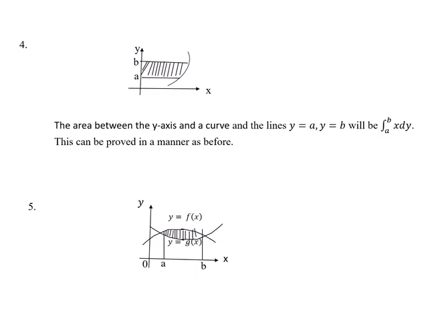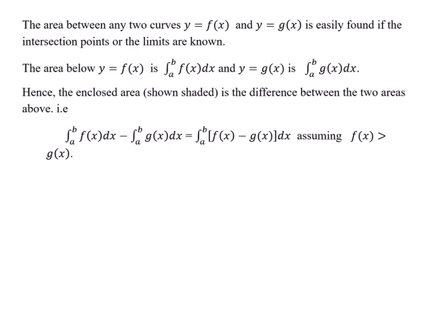Then the number 5 diagram. Now, look at the shaded portion here. We have it at both y equal to f of x and y equal to g of x. You will see that y equal to f of x is above that of y equal to g of x. That means the value of f of x is always above the values of g of x. So let's look into the explanation very well here.